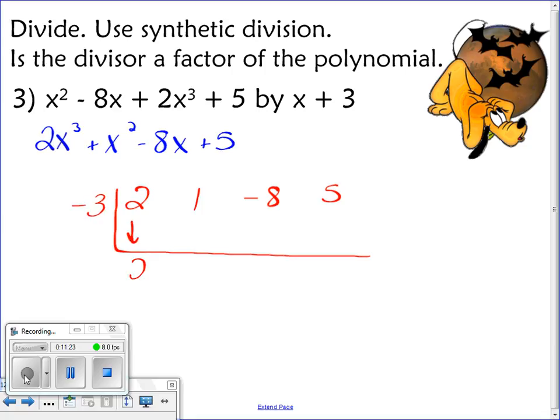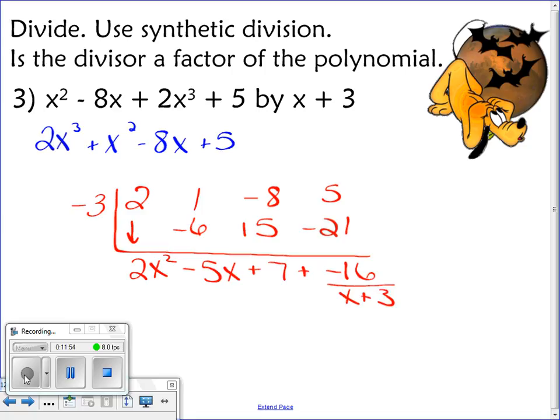Good. So drop down the 2, multiply, add, negative 5, multiply, it's 15, add, 7, multiply, negative 21, add, negative 16. So again, I started with x cubed, so this will be x squared minus 5x plus 7, which means the 16 is my remainder over x plus 3. You like it? Good. I like it too.